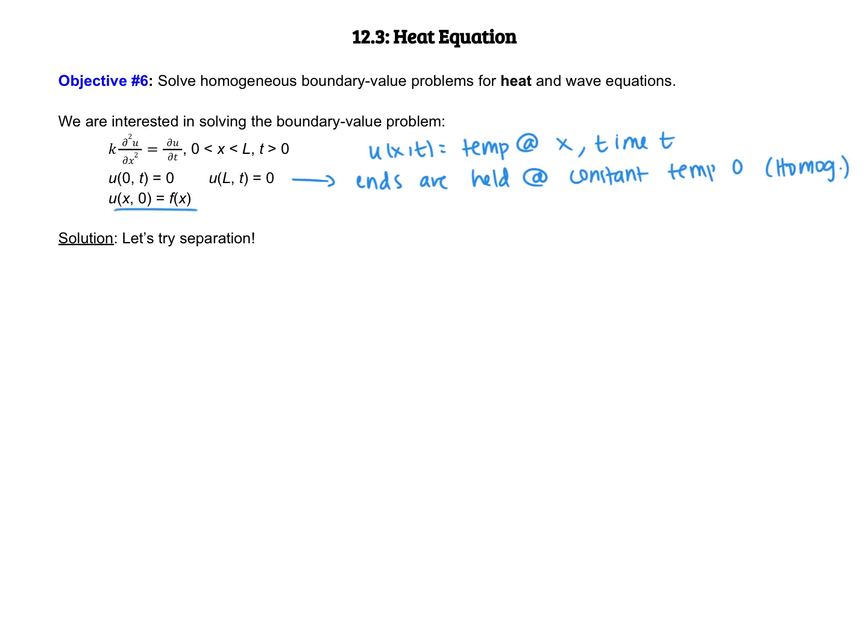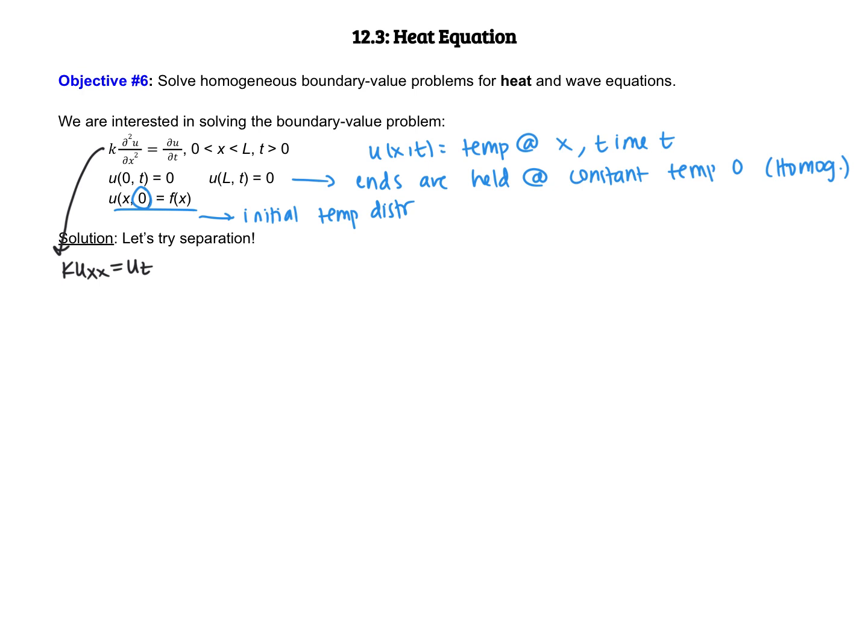And then this third one is our initial temperature distribution. And we can tell that because we have this time 0. One quick note before we solve this: you might see this equation expressed as k of u_xx is equal to u_t. That's the same equation.